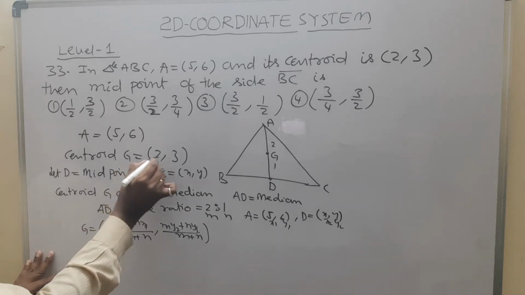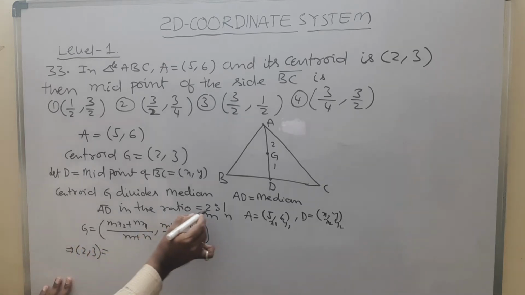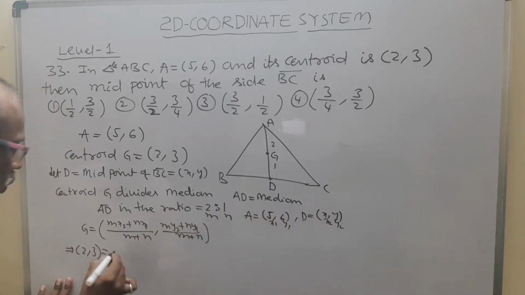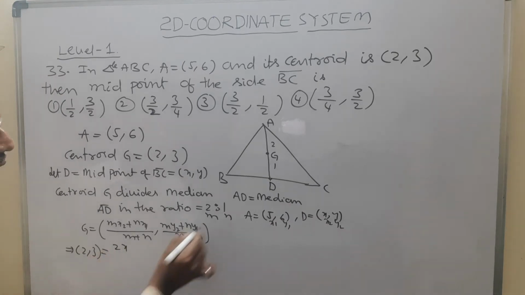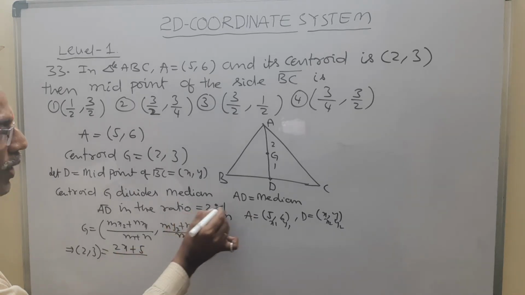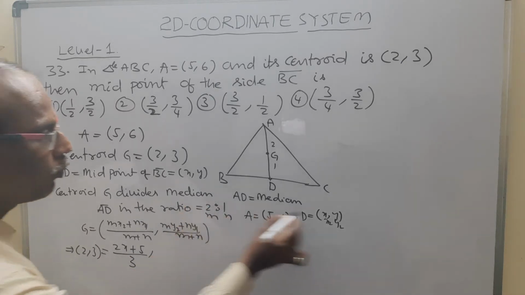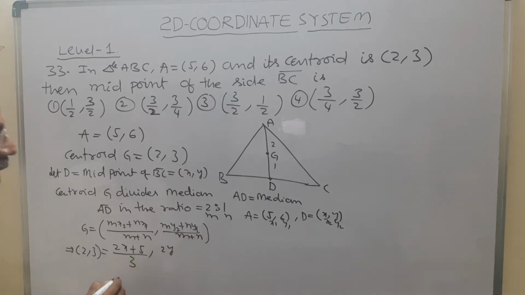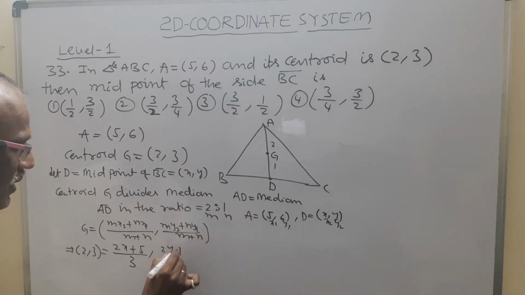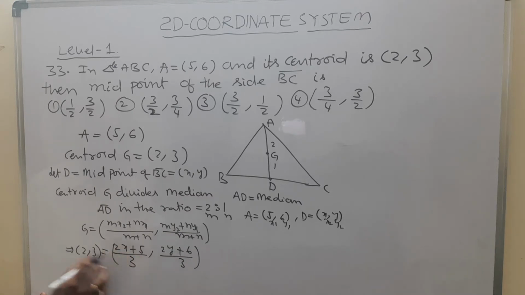Apply the values. Here G equals (2, 3). mx2, m equal to 2, into x, 2x. nx1, n equal to 1, into 5. m plus n, 2 plus 1, 3. my2, here m equal to 2, y2 is y, 2y. ny1, n equal to 1, into 6, by m plus n, 2 plus 1, 3. Here (2x plus 5) by 3 equals 2, and (2y plus 6) by 3 equals 3.